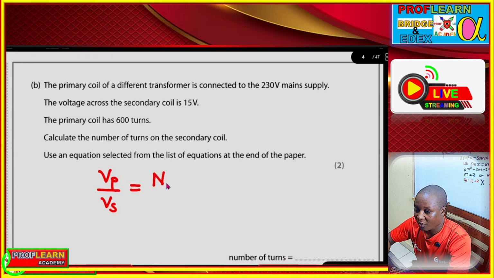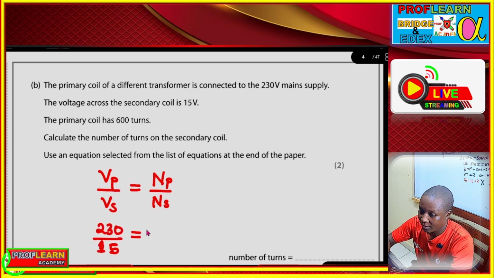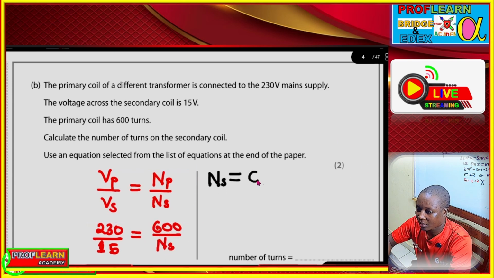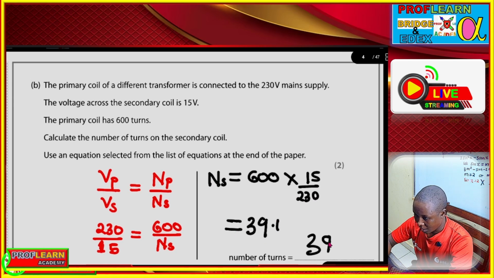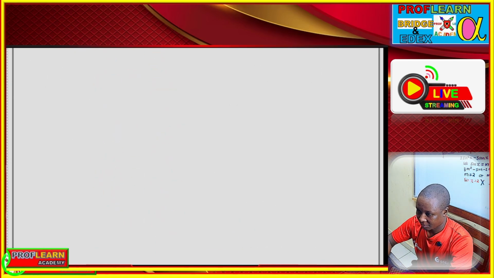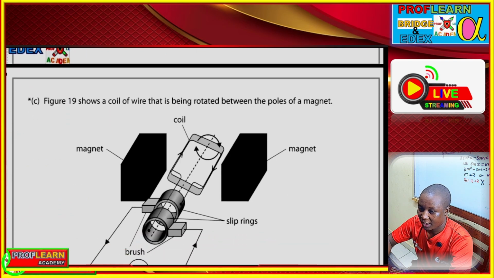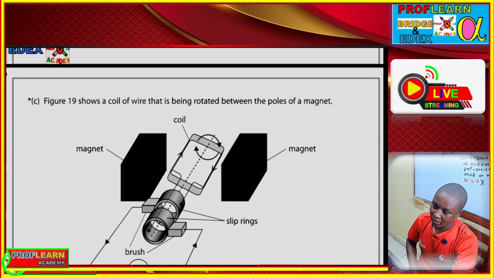So we are going to use the formula that is usually given, Vp over Vs, where voltage in the primary coil over voltage in the secondary coil equals number of turns in the primary coil over number of turns in the secondary coil. So if we substitute and make the number of turns in the secondary coil the subject, we can work it out. And if we work it out, our answer becomes 39 turns. Now we also have a generator.